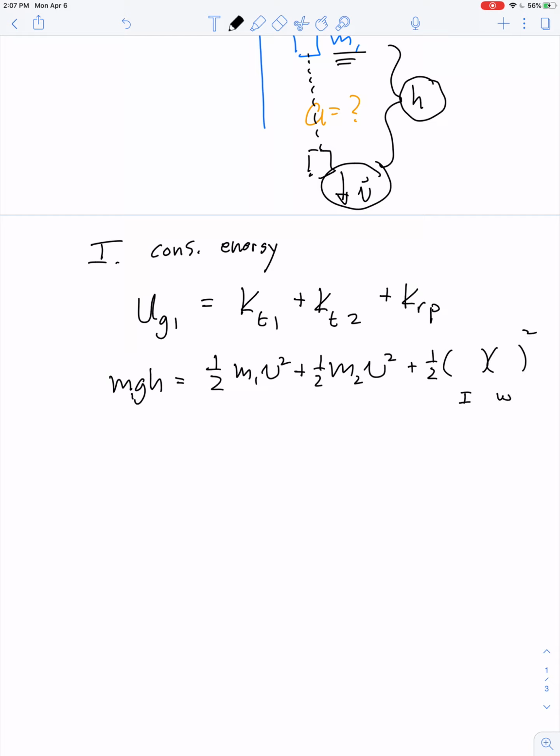Now notice, if this was the idealized case, where the mass of the pulley was practically 0, then the acceleration of the system would be g times m1 divided by m1 plus m2, which would indeed be the case for the massless pulley.